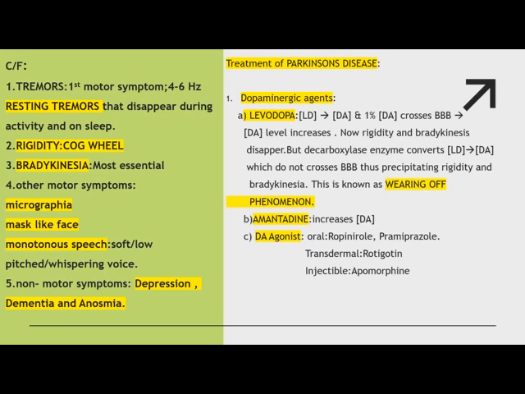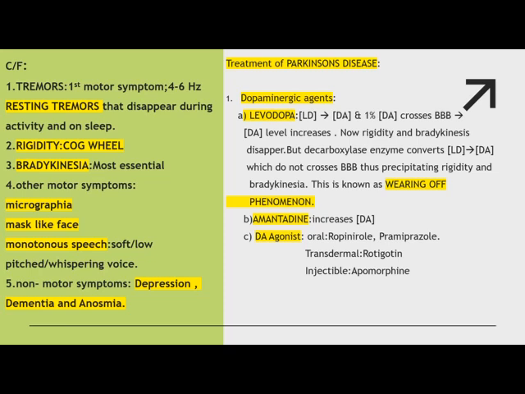But levodopa is also converted into dopamine by the decarboxylase enzyme in the periphery, and the dopamine which we get does not cross the blood brain barrier, thus precipitating the rigidity and bradykinesia. This is known as the wearing off phenomenon.